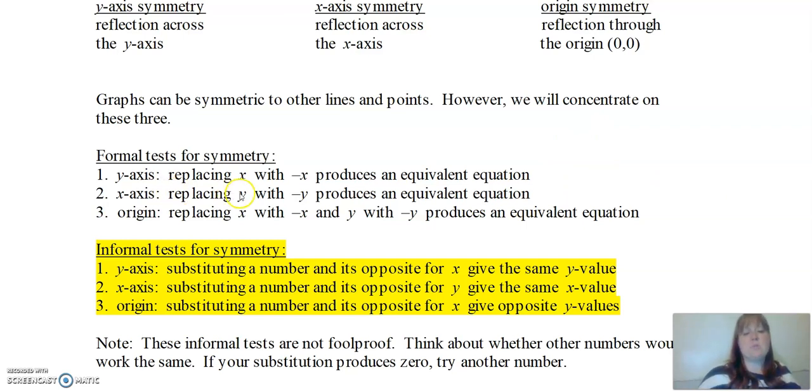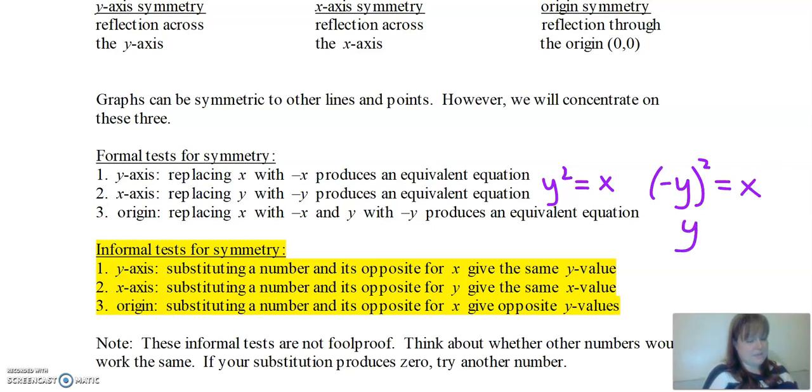X-axis symmetry, we replace y with negative y and see if we get the same thing. So this is like y squared equals x, right? If I put in negative y squared, because a negative times a negative is a positive, I would still end up with y squared equals x. And since these two are equivalent, I know that that is symmetric about the x-axis.